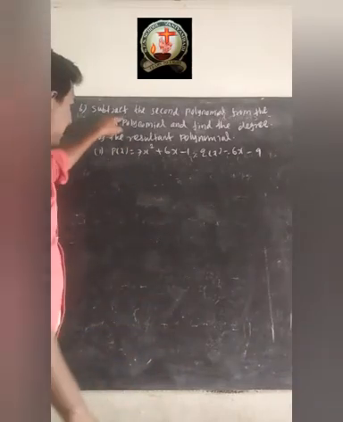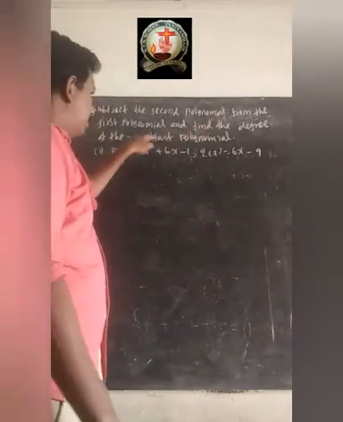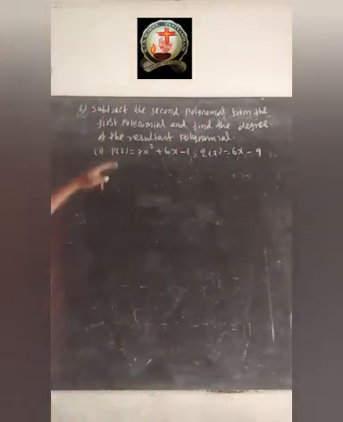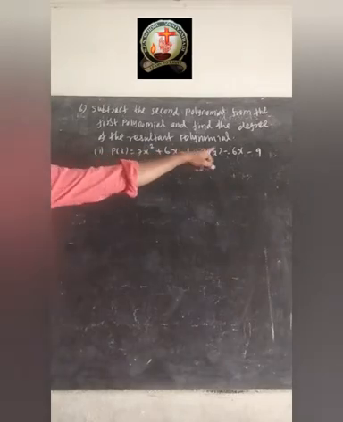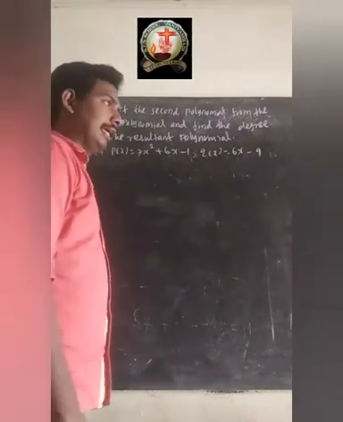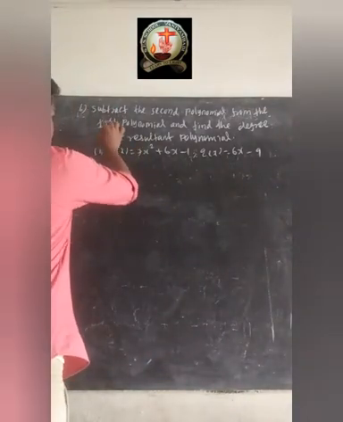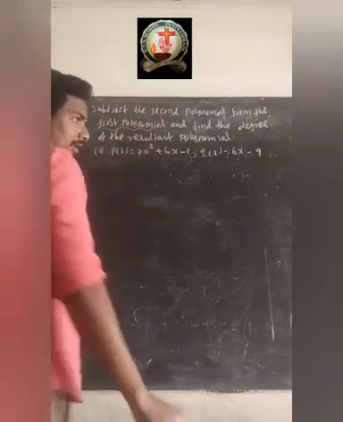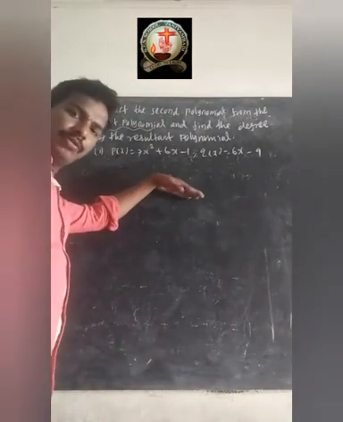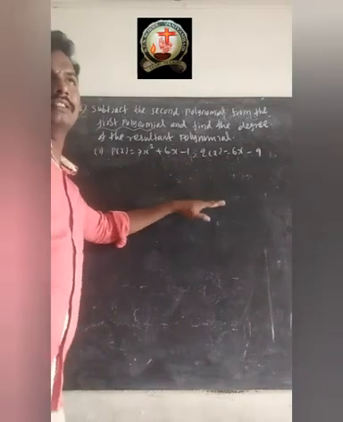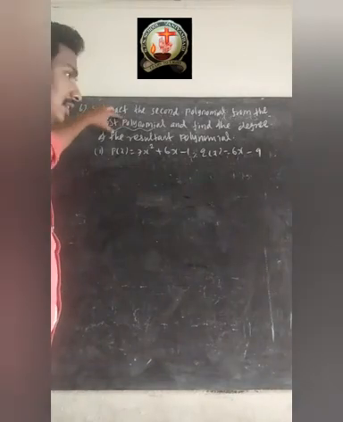Next, question number 6. Subtract the second polynomial from the first polynomial and find the degree of the resultant polynomial. P of x is equal to 7x square plus 6x minus 1. Q of x is equal to 6x minus 9. So what they said now, we have to look at the from part. Where is the from? The first part. So always we take the first polynomial first.